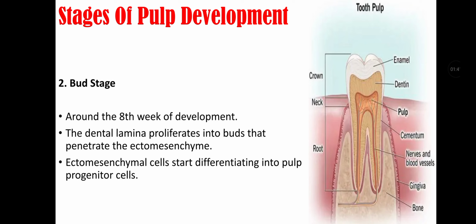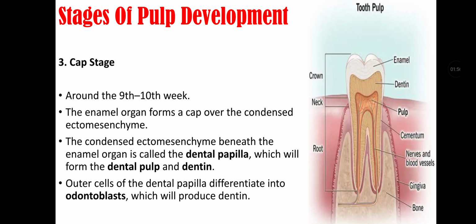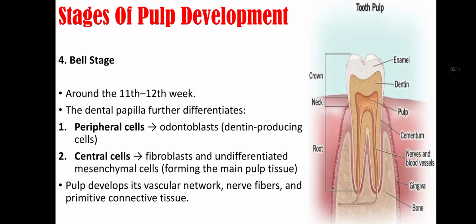Second stage is bud stage. It occurs around the 8th week of tooth development. Dental lamina proliferates into buds that penetrate the ectomesenchyme, and these ectomesenchymal cells start differentiating into pulp progenitor cells. Third stage is cap stage. It occurs around the 9th to 10th week of development, and during this, the enamel organ forms a cap over the condensed ectomesenchyme. The condensed ectomesenchyme beneath the enamel organ is called the dental papilla, which will form the dental pulp and dentine. Outer cells of dental papilla differentiate into odontoblasts, which will produce dentine.